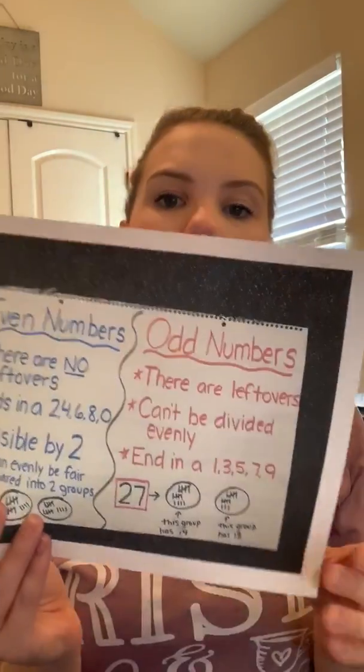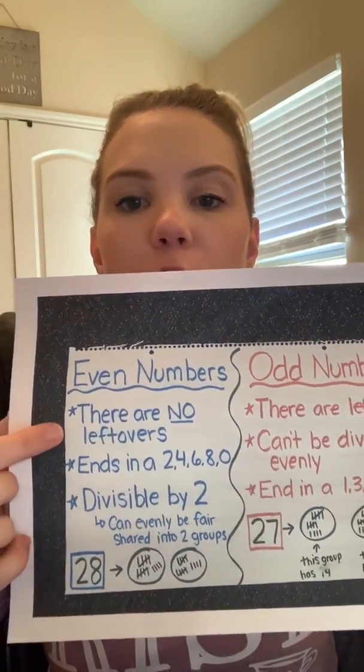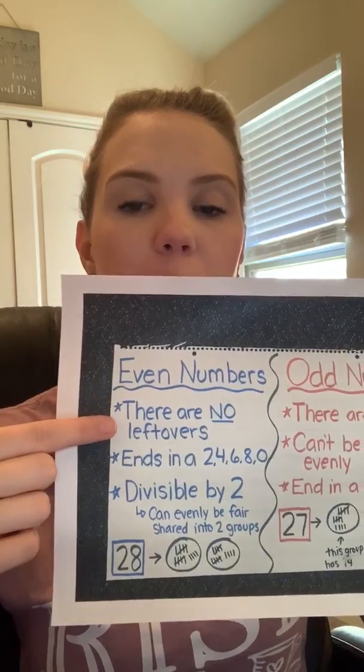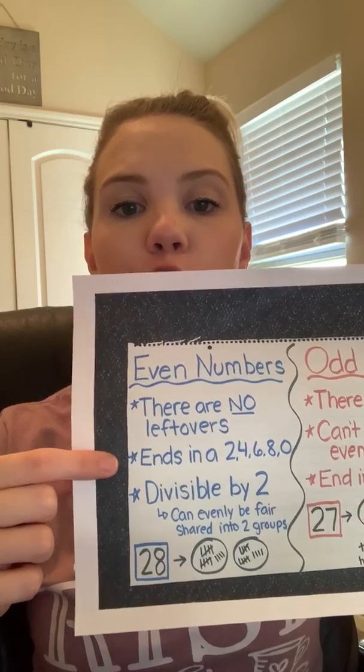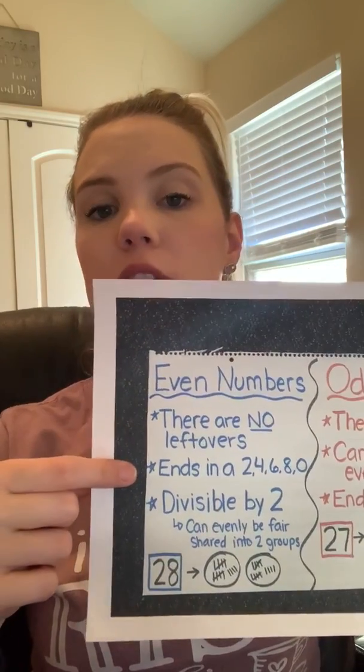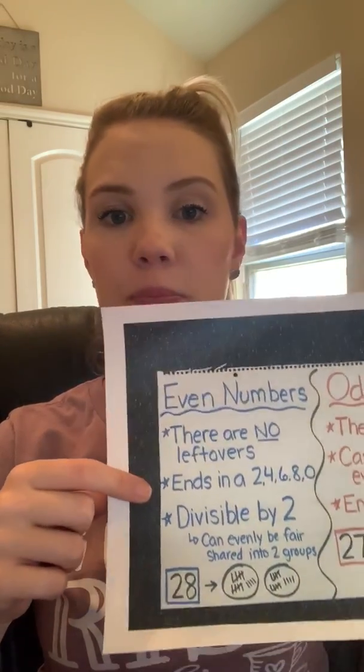So here's our poster for odd and even numbers. We'll start with even numbers. Even numbers means that the number has no leftovers. That means there's none left. If you were to share it evenly between two people, there would be no leftovers. Each person would get the same amount. Even numbers end in a 2, 4, 6, 8, or 0. That means the digit in the ones place is either a 2, 4, 6, 8, or 0.